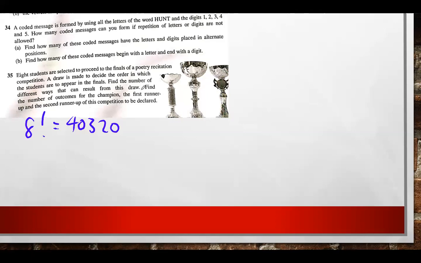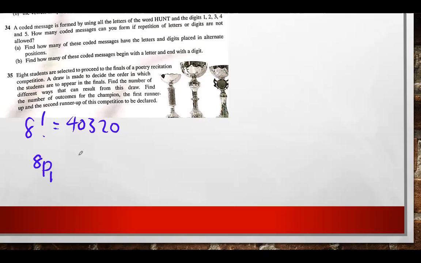But this is where it comes in. Find the number of outcomes for the champion, the first runner-up, and the second runner-up of this competition to be declared. How many ways for us to get a champion, how many ways to get a first runner-up, and how many ways to get a second runner-up. Okay, so how many ways are there to get a champion? There's only one way to get champion. There's only one champion. So how many people altogether? So there are 8 people and you only want to choose one champion.